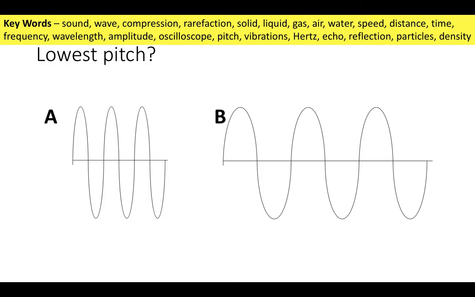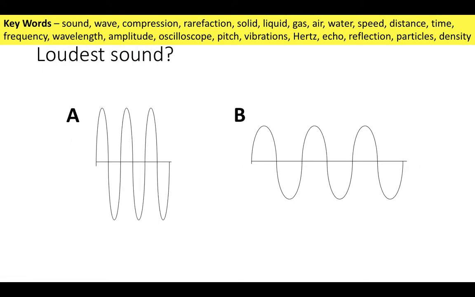Which one is the lowest pitch? Remember, you can use your notes to check. This one's kind of hard. So it would be B. The lowest pitch is B. So it is going to be more stretched out and so not as frequent, so it's going to have a lower pitch.